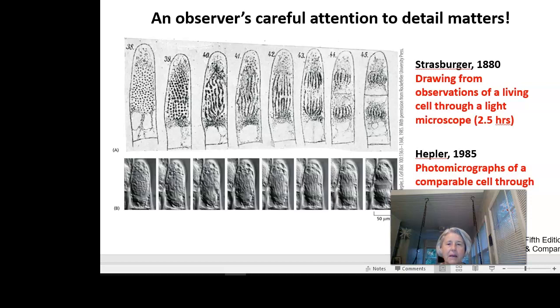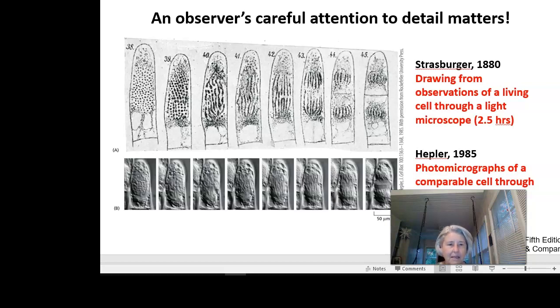100 years later, Kepler observed the exact same kind of cells undergoing the same process, mitosis, over the same 2.5 hour period. What he was able to photograph through the microscope reveals structures and movement and patterns that are virtually identical to what Strasburger saw. So as an observer, Strasburger knew what he was looking for, and he was able to distinguish things very clearly. He had the eye of an expert.